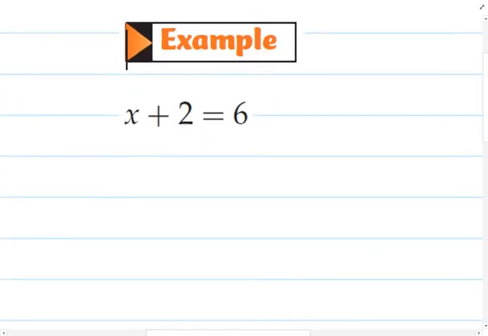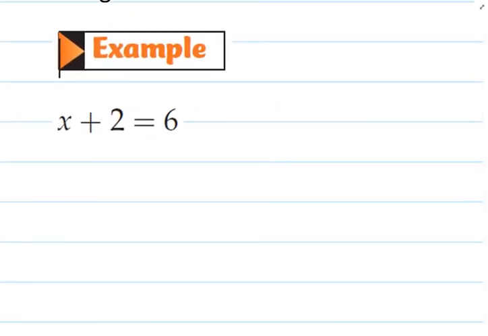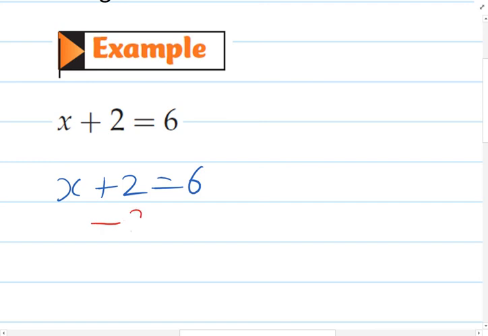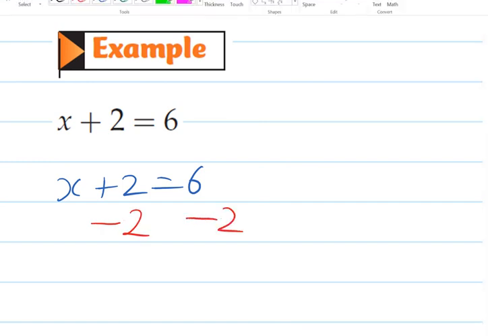And so here's our next example, and it's x plus 2. So we need to think to ourselves, what's the opposite of plussing 2? Well, the opposite of plussing 2 is minusing 2. So I'll write out my equation first, and then my working is going to be to minus 2, and it has to be off both sides because of that equal sign.